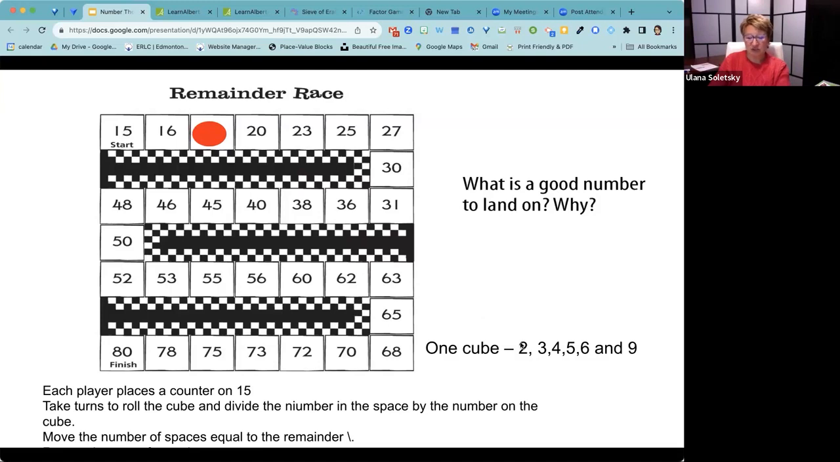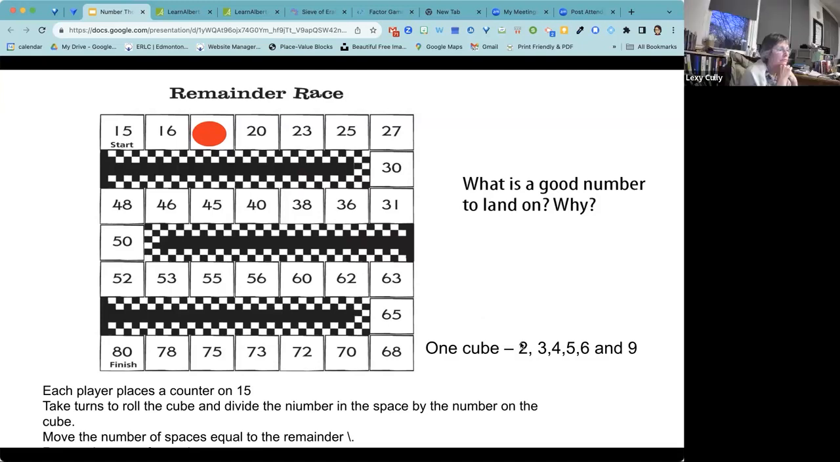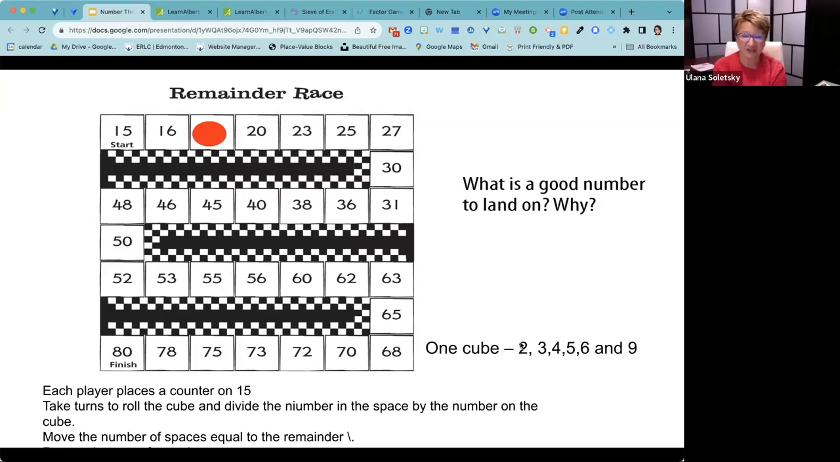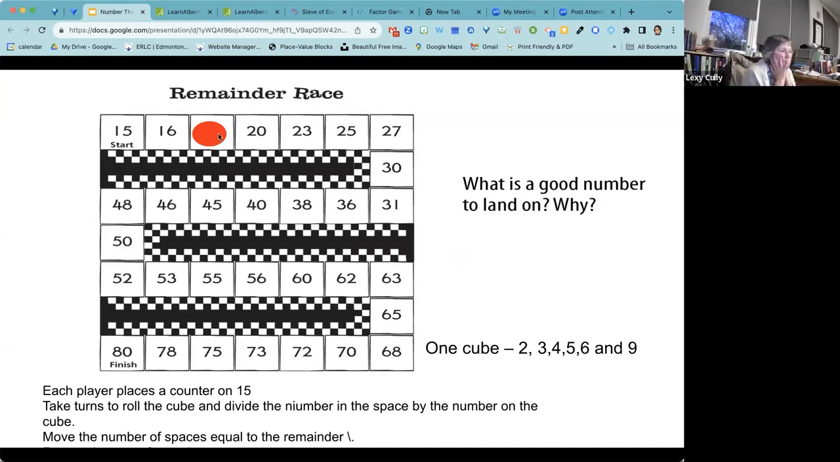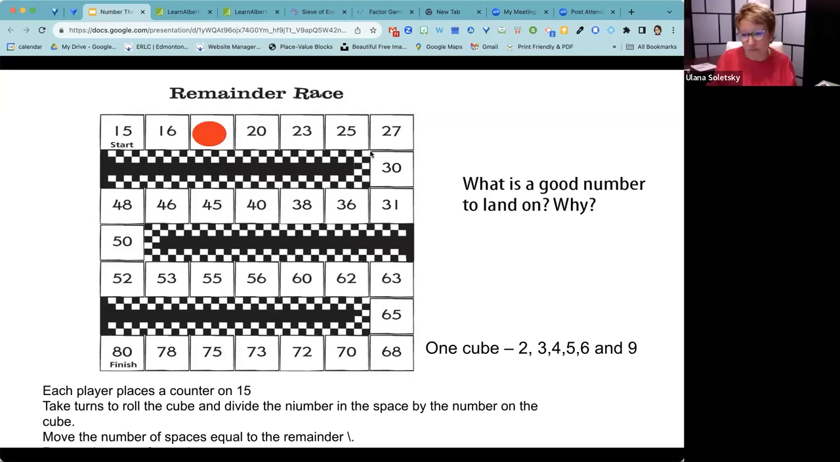Let's say I rolled a 2. 17 divided by 2 is 8, and I have 1 remainder, right? And so I would be able to move it only 1. But if I rolled a 9, 17 divided by 9 is only 1, but it has a remainder of 8. 8 is 1, 2, and then I would move that.